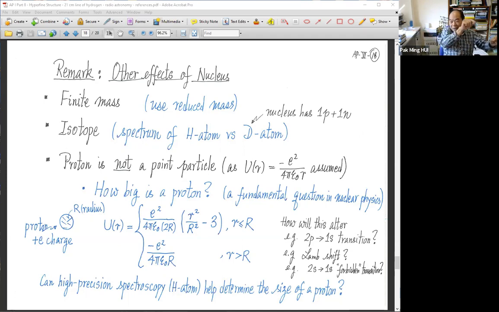2s, there's a bump near the nucleus. If you look at the 2s wave function, it has a bump rather close to the nucleus. Thereby, if the nucleus is of a finite size, or even slightly different sizes, there will be some effect. You can use perturbation theory to do it. That will affect states like 2s, 3s the most, because there is a bump near the nucleus for these s states.